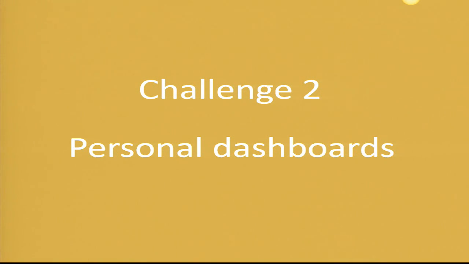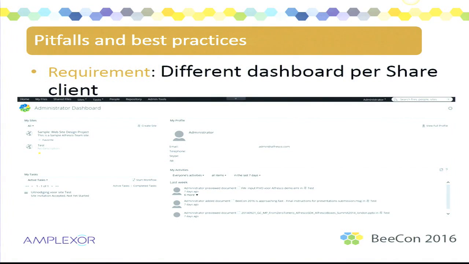Challenge number 2, and that's maybe the biggest one: personal dashboards. What do we want? We want each Share client to have a different personal dashboard. Because, for example, our custom application might contain some custom dashlets, which only have relevance within the custom application, and our out-of-the-box Share doesn't even know those dashlets.